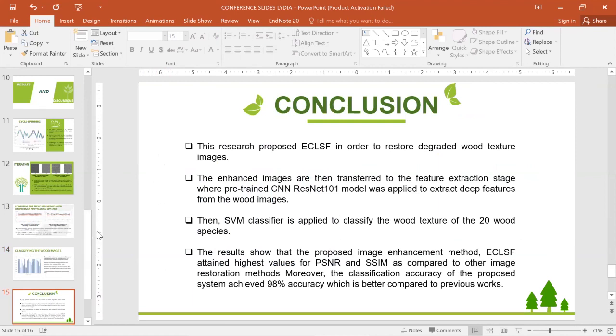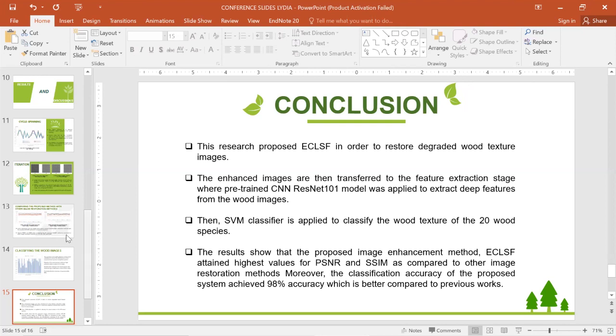As for the conclusion, this research proposed ECLSF in order to restore degraded wood texture images. The enhanced images are then transferred to the feature extraction stage, where a pre-trained CNN ResNet-101 model was applied to extract deep features from the wood images. Then an SPM classifier is applied to classify the wood texture of the 20 wood species.